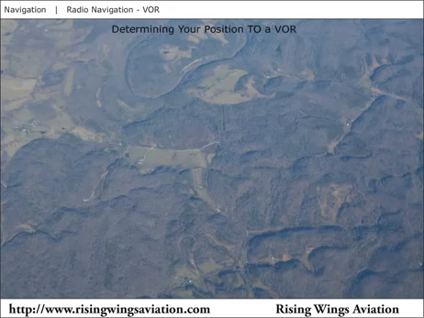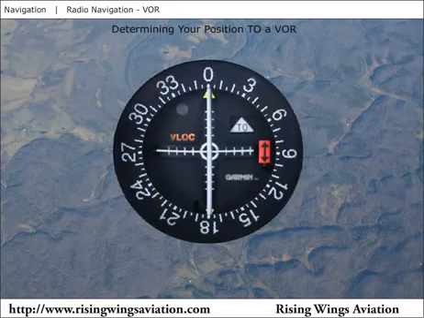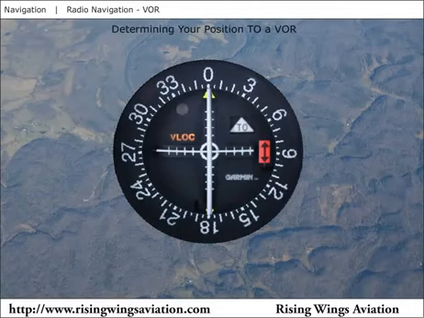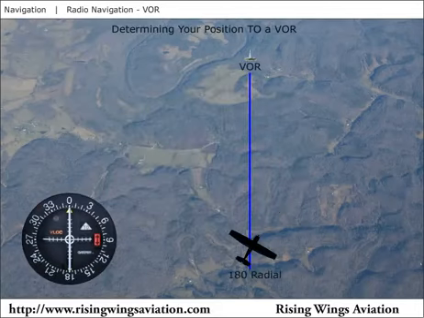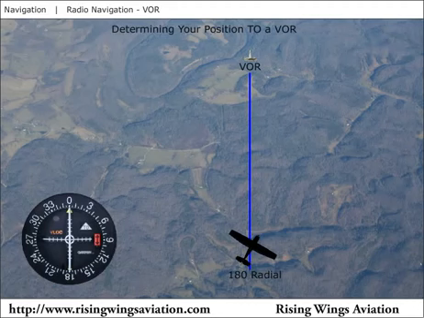To find the direction to a VOR, rotate the OBS until the needle is centered with a To indication. The number shown on the top of the display is the bearing from your airplane to the VOR. This is exactly the opposite of the direction from the station to the airplane. Therefore, your bearing or radial from the station is also shown on the bottom of the display.